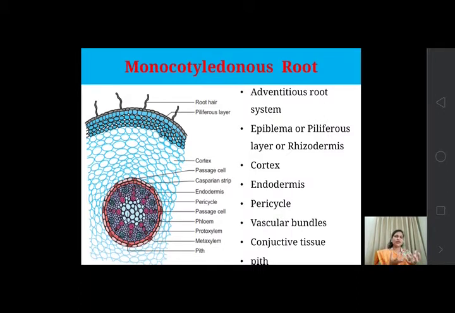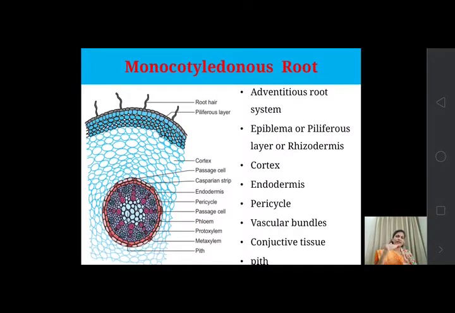But in case of adventitious roots, they look like a bunch. All the roots are somewhat similar, very much similar with each other. But in case of dicot root, they are not similar. The primary root is more enlarged than the secondary and the tertiary roots. So these adventitious roots of the monocotyledonous plants look somewhat like that, as you can see in the figure.